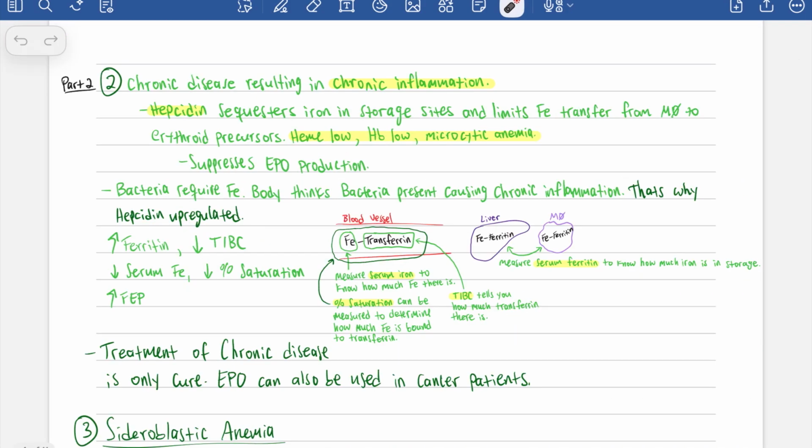The next type of microcytic anemia is anemia of chronic disease.